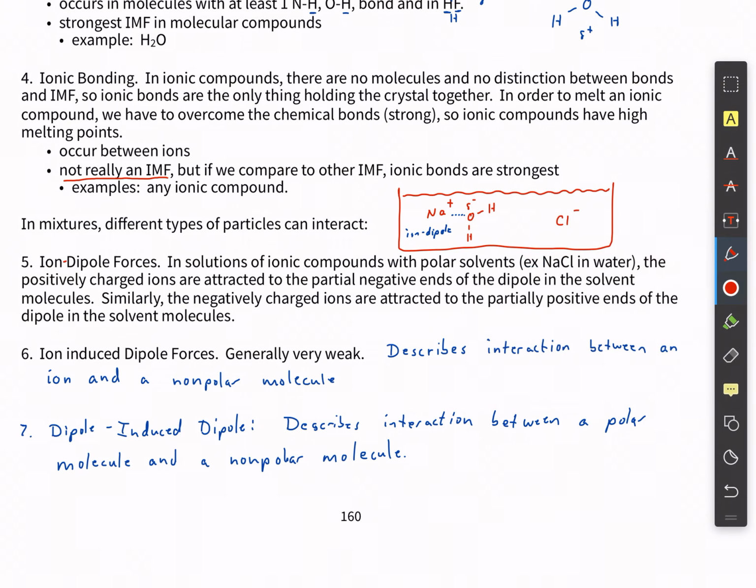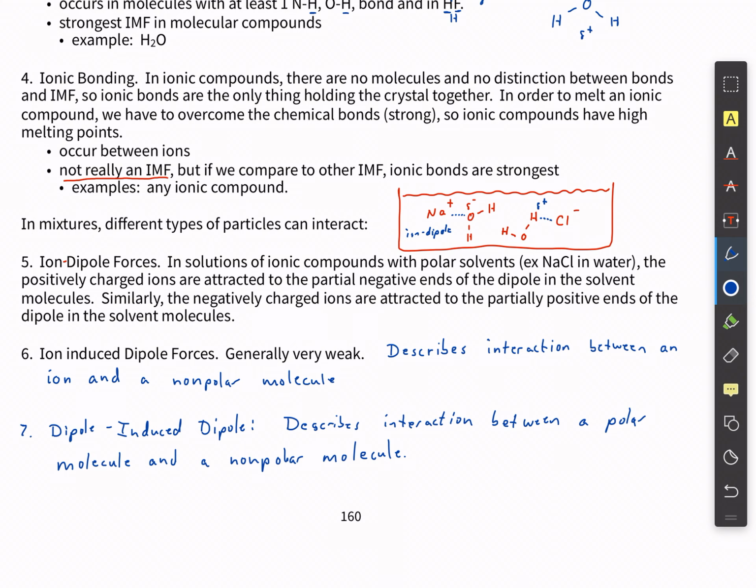Similarly, if I draw a water molecule surrounding the chloride ion, then my dotted blue line will be between the hydrogen and the chloride, because the hydrogen is going to be a partially positive end of that molecule. And so again, opposites will line up here. And so those blue lines are ion dipole forces. Those are the most common of the mixture intermolecular forces. You will occasionally see others. An ion-induced dipole force would be between an ion and a nonpolar molecule.